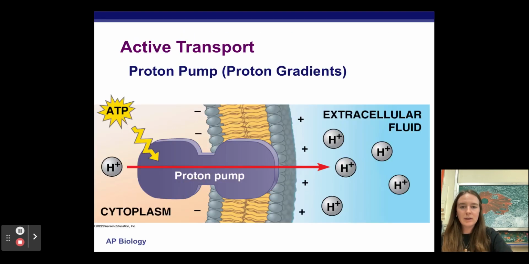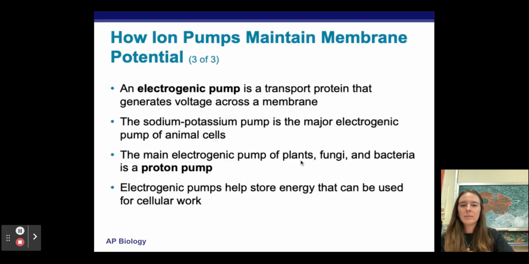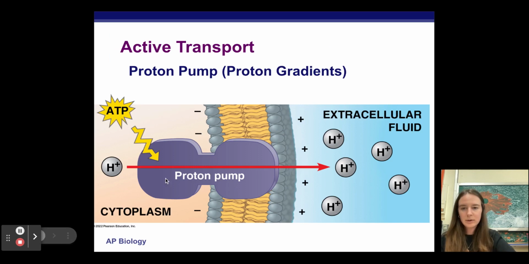So let's take a look at an example. So here, this is still active transport. We're using ATP. And we can use something in plants, fungi, and bacteria called a proton pump. What is a proton pump? Well, notice here, outside the cell, we have a high concentration of hydrogen ions, or H plus ions. And because there's such a high concentration of hydrogen ions, we have a positively charged outside, and there's less positively charged ions, or hydrogen ions, in the inside.